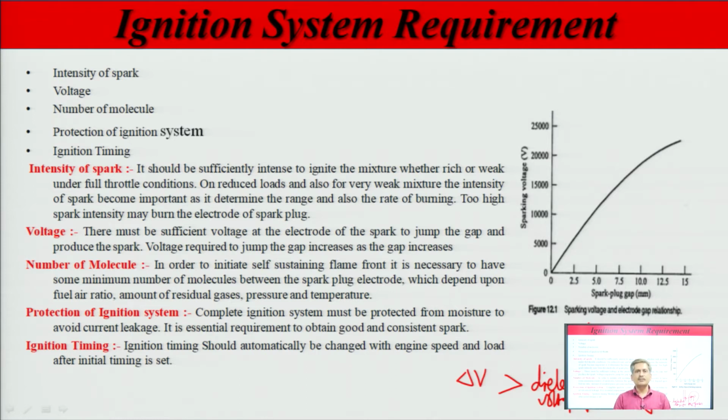The complete ignition system must be protected from moisture to avoid current leakage. It is an essential requirement to obtain a good and consistent spark. Ignition timing should automatically be changed with the engine speed and load after the initial time is set.